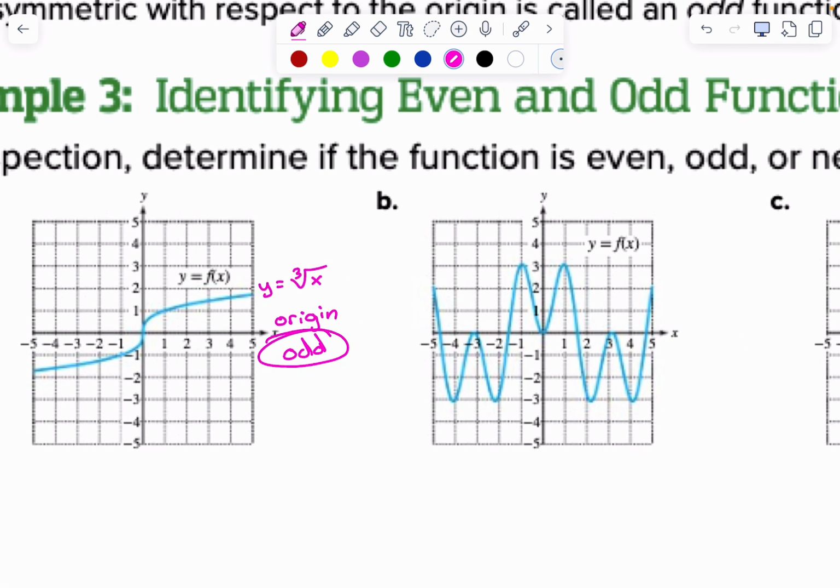B. I don't know what this function is called. He's probably y equals x to the 8th power, or something like that, whatever. Right? He is an even function. He has y-axis symmetry, so he is even. He's an even function, yeah?